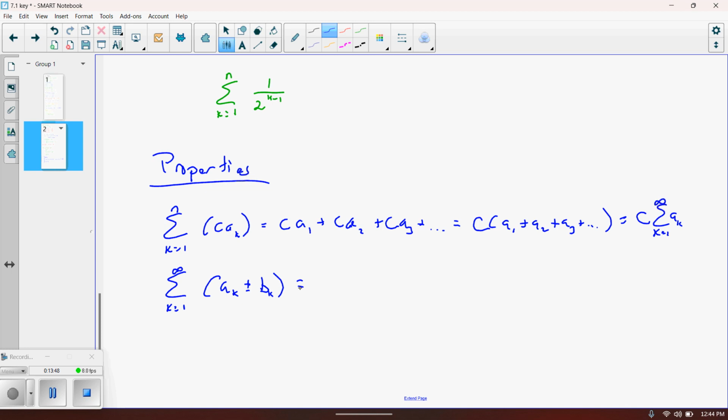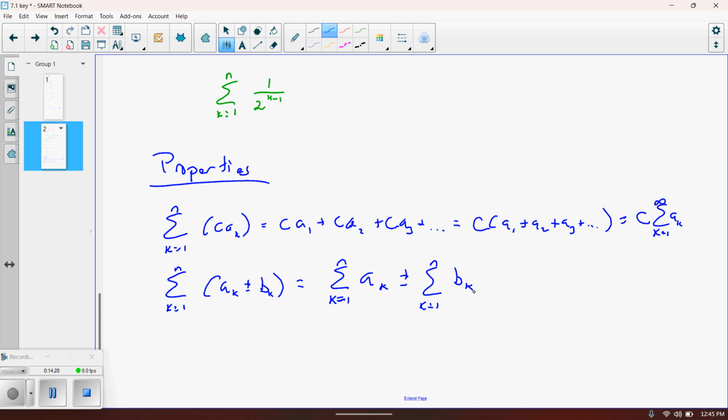Anyway, if I have this sequence where I've got a sum of a sub k plus or minus b sub k, well then you can split up the two sums through addition or subtraction. Oops, I don't know why I put an infinity on top of there. I do know why, but it has nothing to do with what we're doing. To be the sum of a sub k plus or minus the sum from 1 to n of b sub k. So you can take the sums of the two separate sequences individually and then add them together as well. So you can do that.